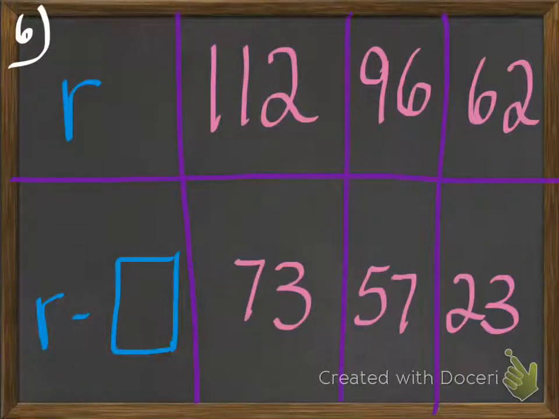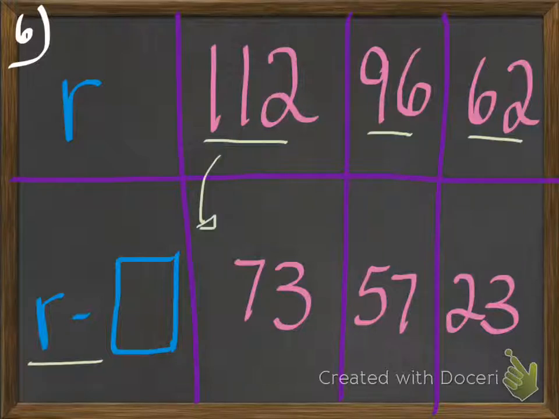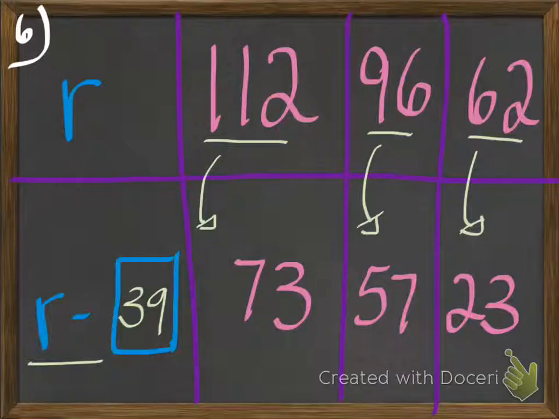Number 6. R is 112, then 96, then 62. We have R minus, and then we have our box. We know we're subtracting. So what is the relationship difference between 112 and 73, 96 and 57, 62 and 23? If you said 39, you are correct.